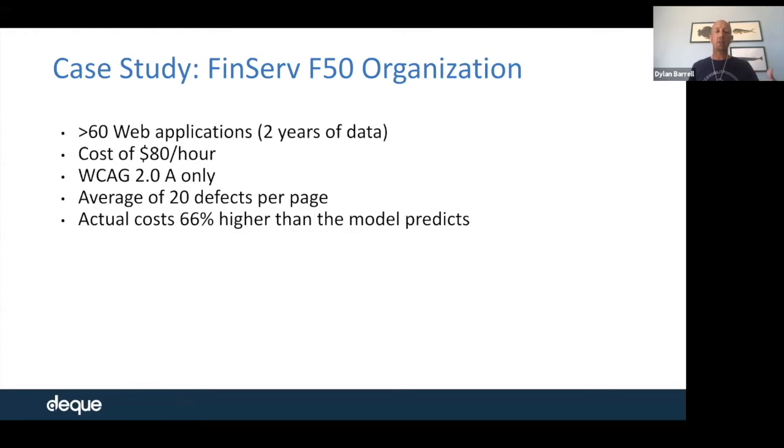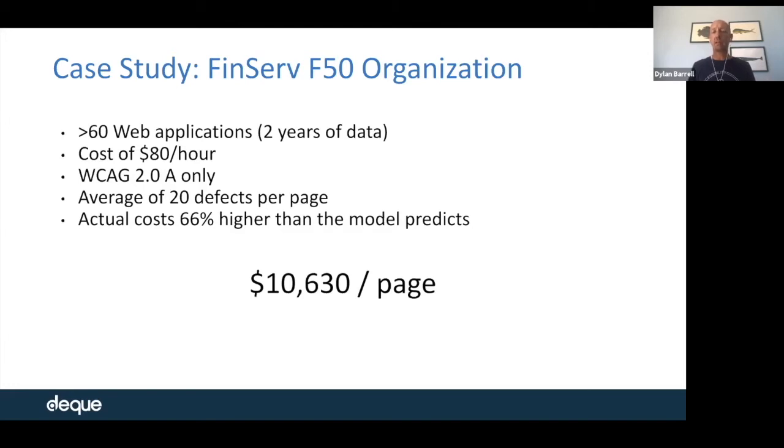And what we found was that over those 60 web applications, we found an average of just over 20 defects per page. And when we then looked at, in a very similar way to the way that Matthew Lucan talked about, the costs of what they were spending on fixing those defects, because they went through and remediated all of those applications, the actual cost was 66% higher than what the model predicted.